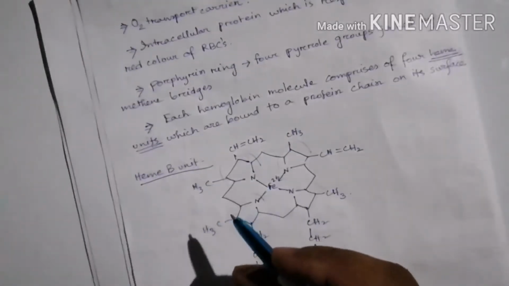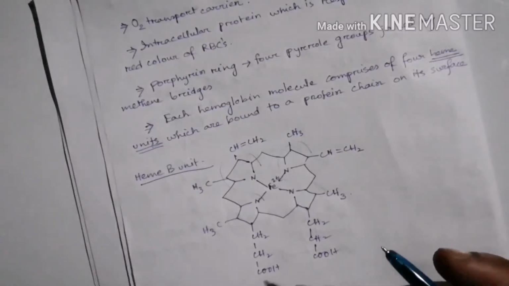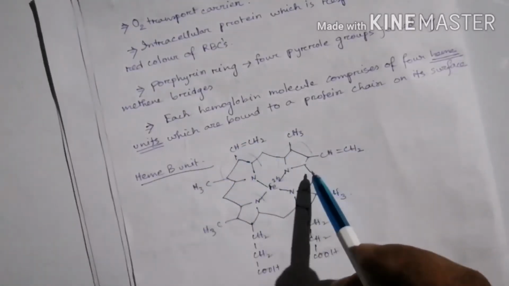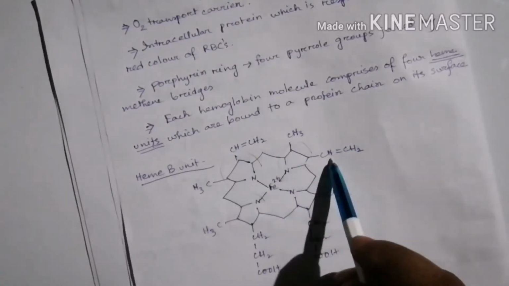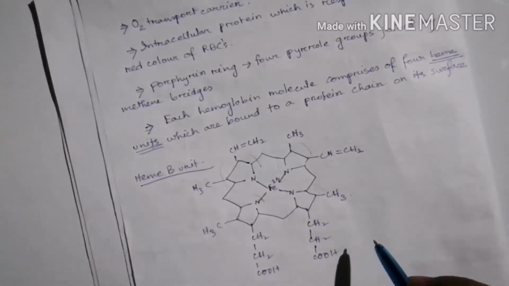Like the heme B unit, there are other heme A as well as heme C units, and they are generally differentiated on the basis of these groups. Depending on the substituents present in these positions, they are categorized as heme A, heme B and heme C groups.